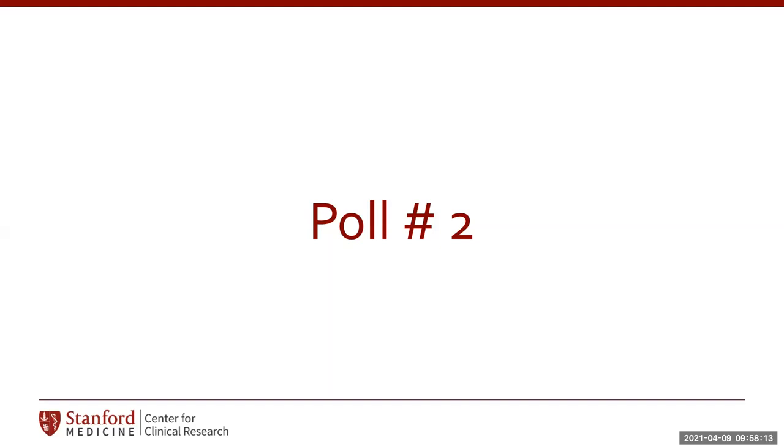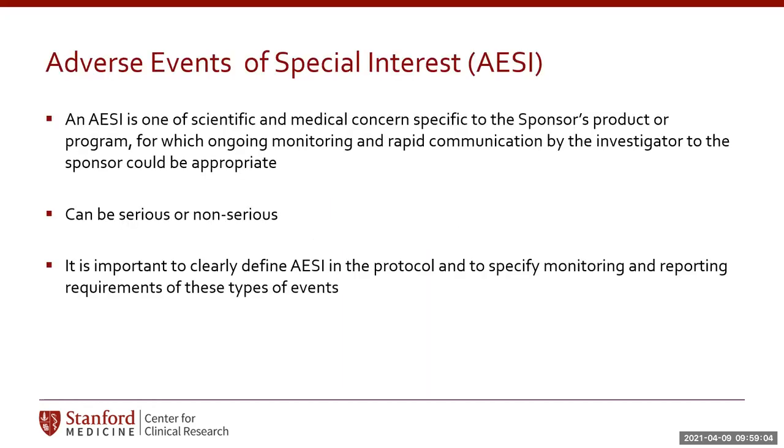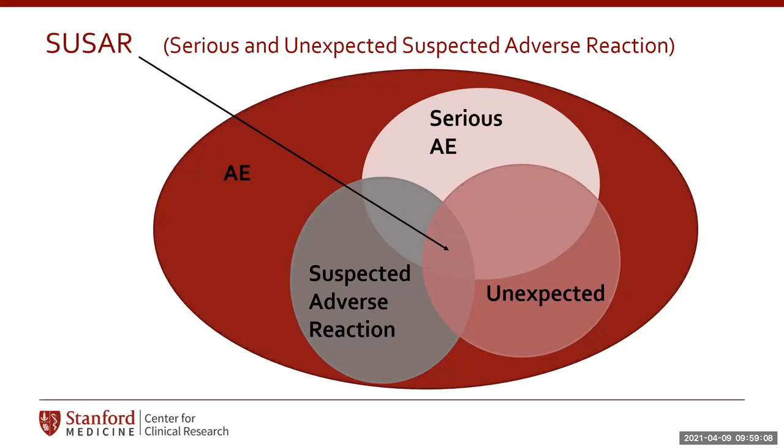Okay. So this is a multiple choice. What are the components of a SUSAR? Remember, there were three components. It has to be serious, a suspected adverse reaction, and an unexpected adverse event. I think maybe the phrasing that I used made it kind of hard to understand. But I will show this slide again to make sure that I didn't end up confusing you more, because I think this is the one that got you confused. So I will just go back to this one to show you again. Here. So a suspected adverse reaction that is an unexpected adverse event and a serious adverse event. So yeah, that was the spirit of the question. I guess I didn't write it well.